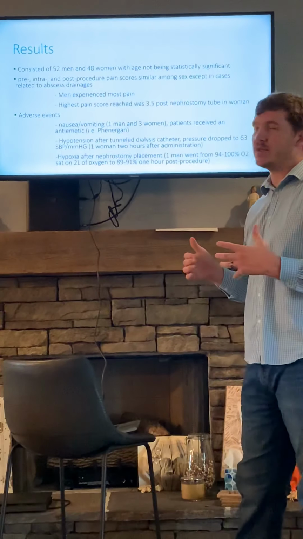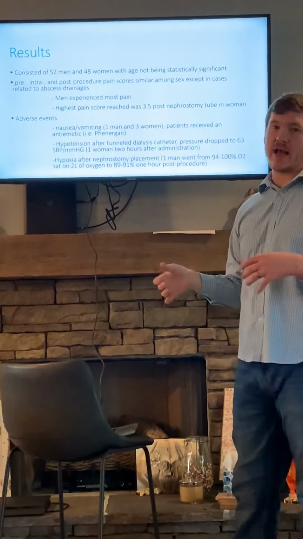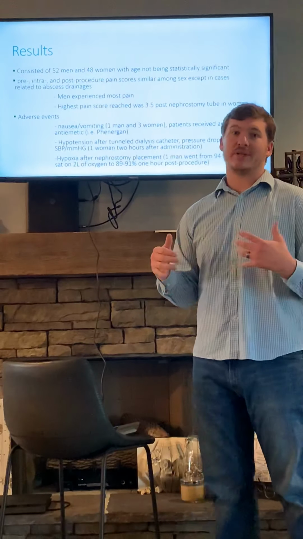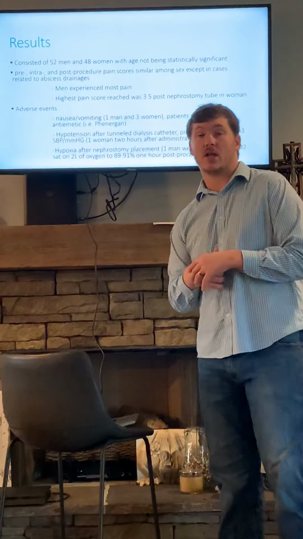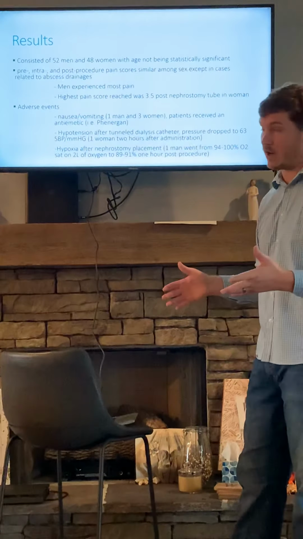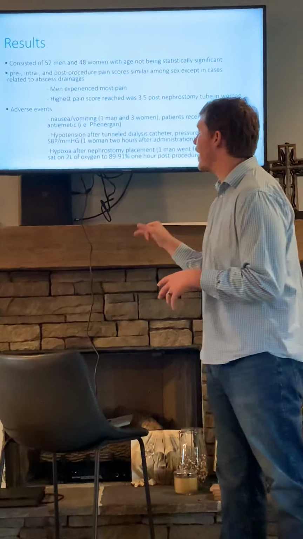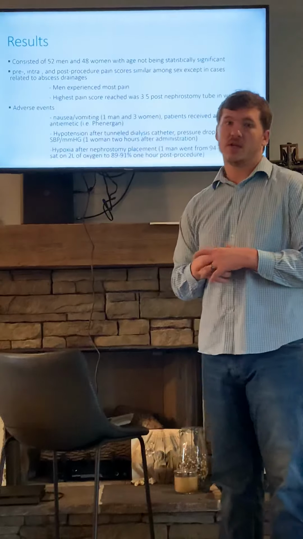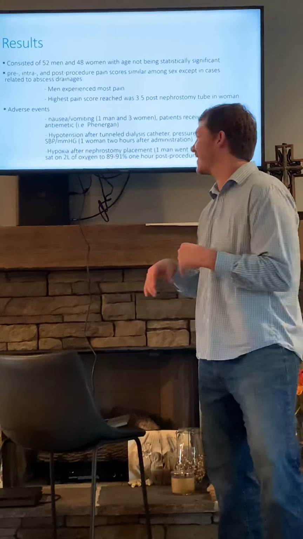And then hypotension after a total dialysis catheter. This occurred after 1 patient had a total dialysis catheter put in. Their pressure dropped to a systolic pressure of 63, which is lower than 100, obviously. And this was 1 woman, 2 hours after the administration. So it's hard to say. We'll get into a little bit more of the discussion later.